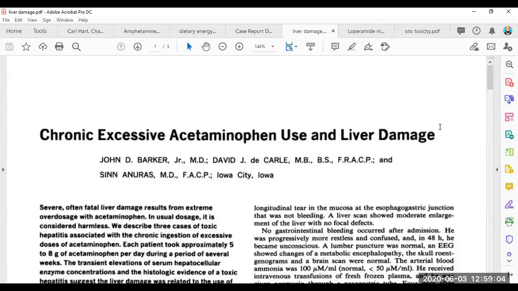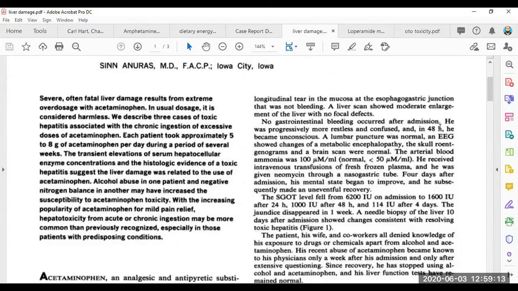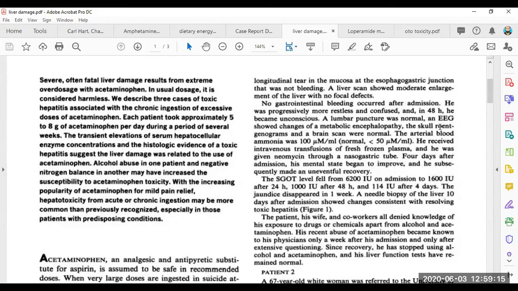This is an article I found that chronic excessive acetaminophen use can cause liver damage. When I looked at this paper, I found it was written quite a long time ago, I think 50 years ago, and even at that time they mentioned that excessive use of acetaminophen can cause liver damage.